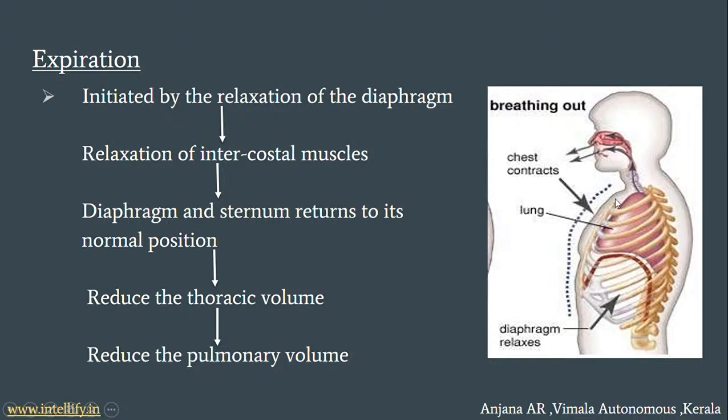The intercostal muscles in the chest get relaxed. Then the diaphragm and sternum return to their normal position. We already saw this, and the sternum also returns to its normal position. Then it causes a reduction in the thoracic volume. Here we can see the lung volume and the thoracic chamber volume also decrease by these relaxations. Then it leads to the reduction in the pulmonary volume, which means the lung volume.